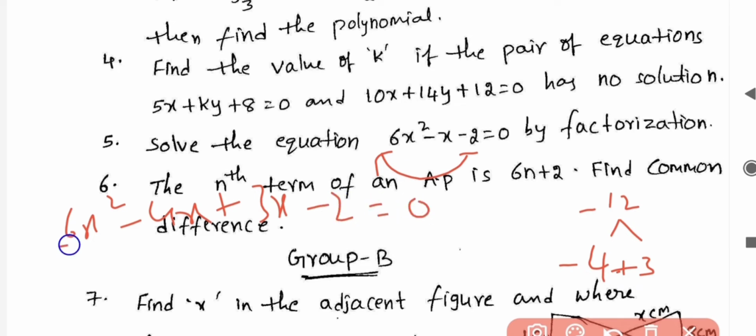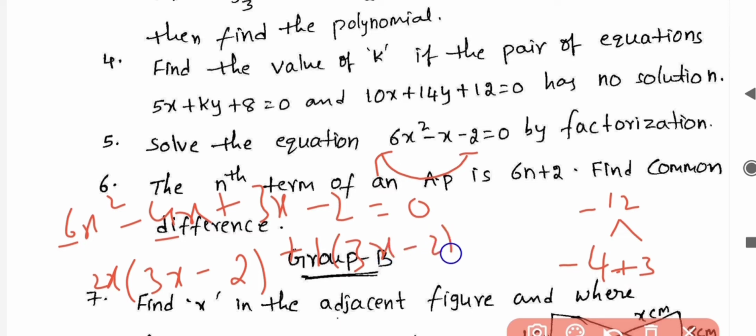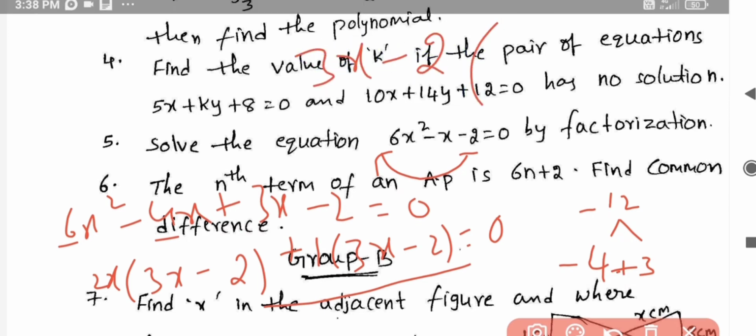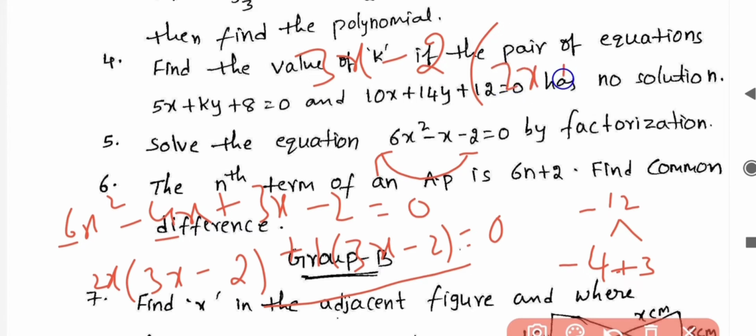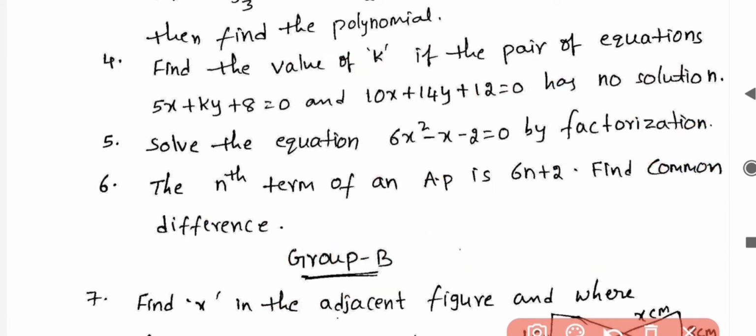So here 6 is there, here 4. So 2 is common and x also common. So 2x is common, remaining 3x minus 2, plus 1 common, 3x minus 2 equals 0. Again here 3x minus 2 is common. So remaining 2x plus 1 equals 0. So therefore x equals what? 2 by 3 and one more, minus 1 by 2. Next question.